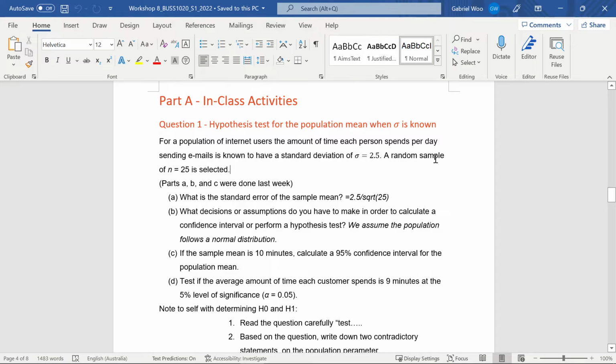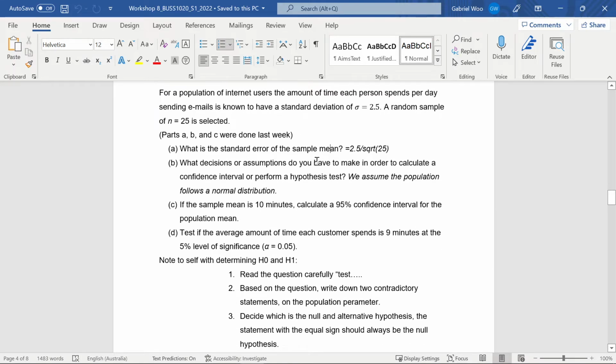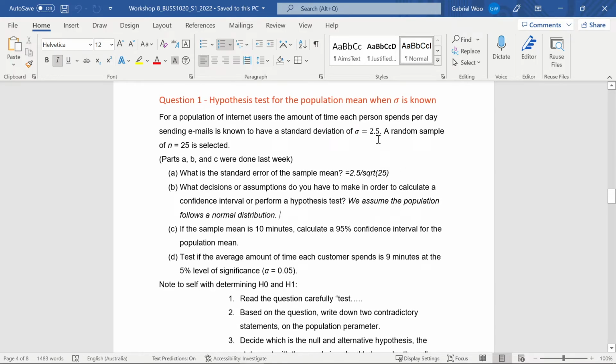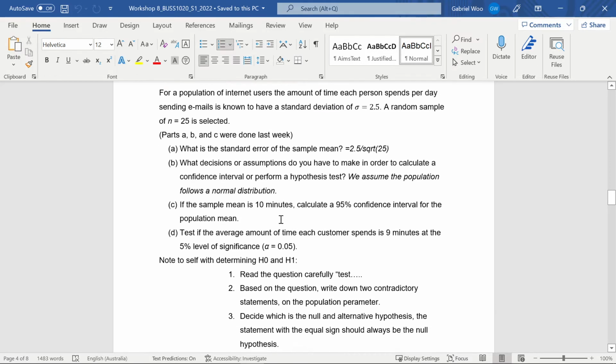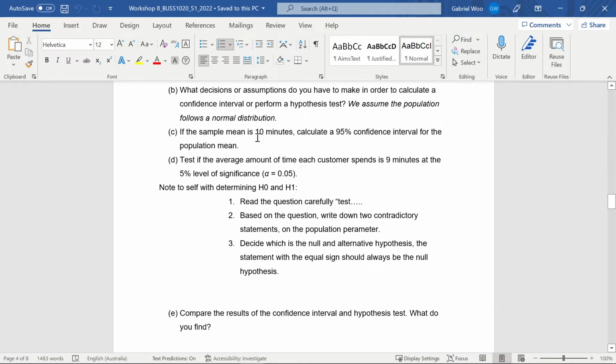If that is selected, what is the standard error of the mean? So this is the standard error. What are the assumptions needed in order to calculate the confidence interval or perform a hypothesis test? First of all, we see that n is equal to 25. Since n is less than 30, we have to assume that the population follows a normal distribution because the central limit theorem cannot kick into play. If a sample mean, x bar, equals 10 minutes, calculate a 95% confidence interval for the population mean.